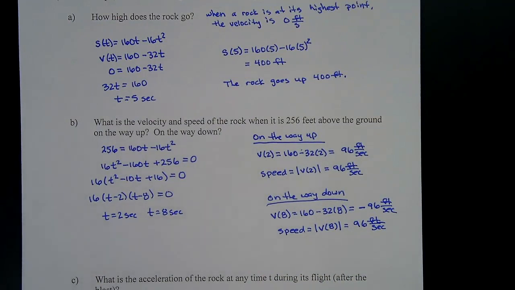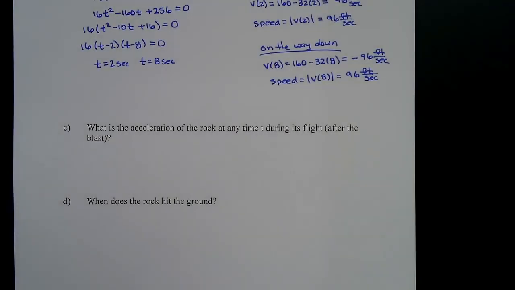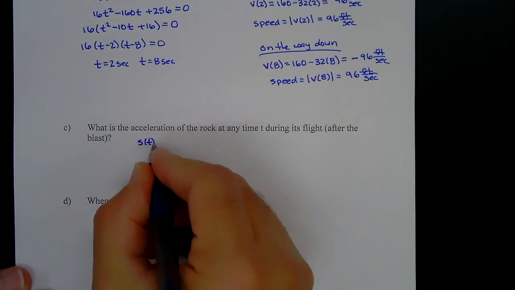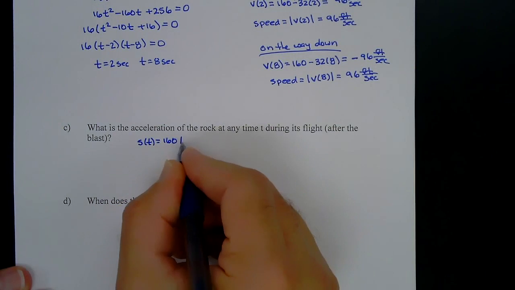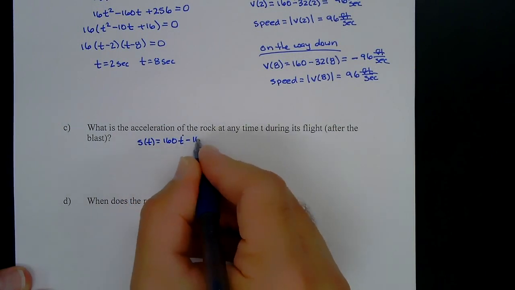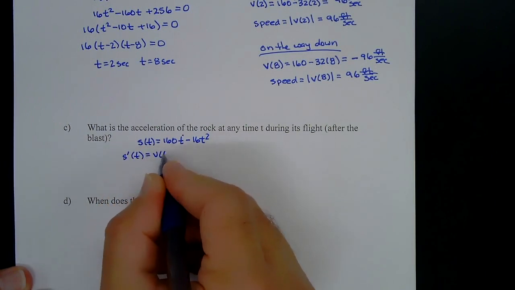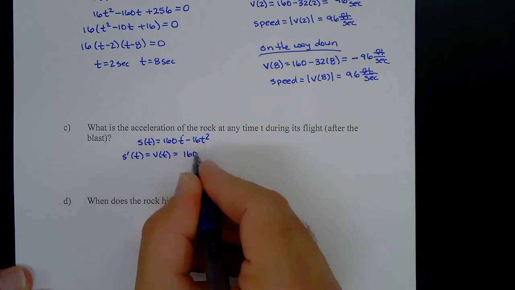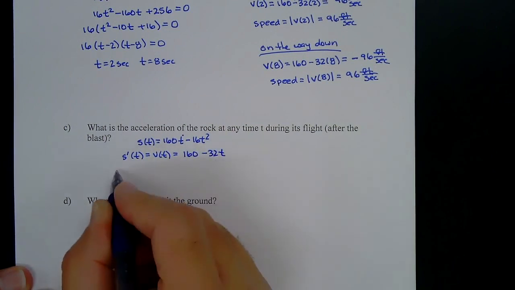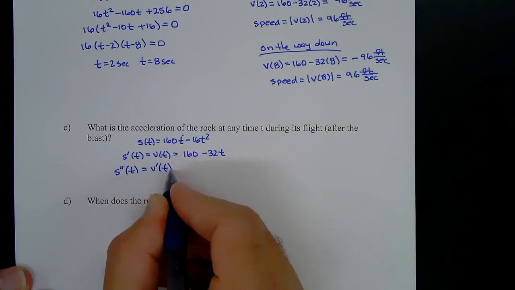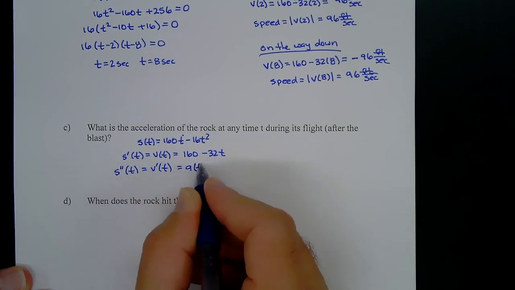All right, last couple of things. So last question is this: what is the acceleration of the rock at any time t during its flight? Okay, so we know that s of t is equal to 160t minus 16t squared. And we know s prime of t, which is also v of t, is equal to 160 minus 32t. So then s double prime of t, which is equal to v prime of t, which is equal to a of t, right? This would be the acceleration, okay?